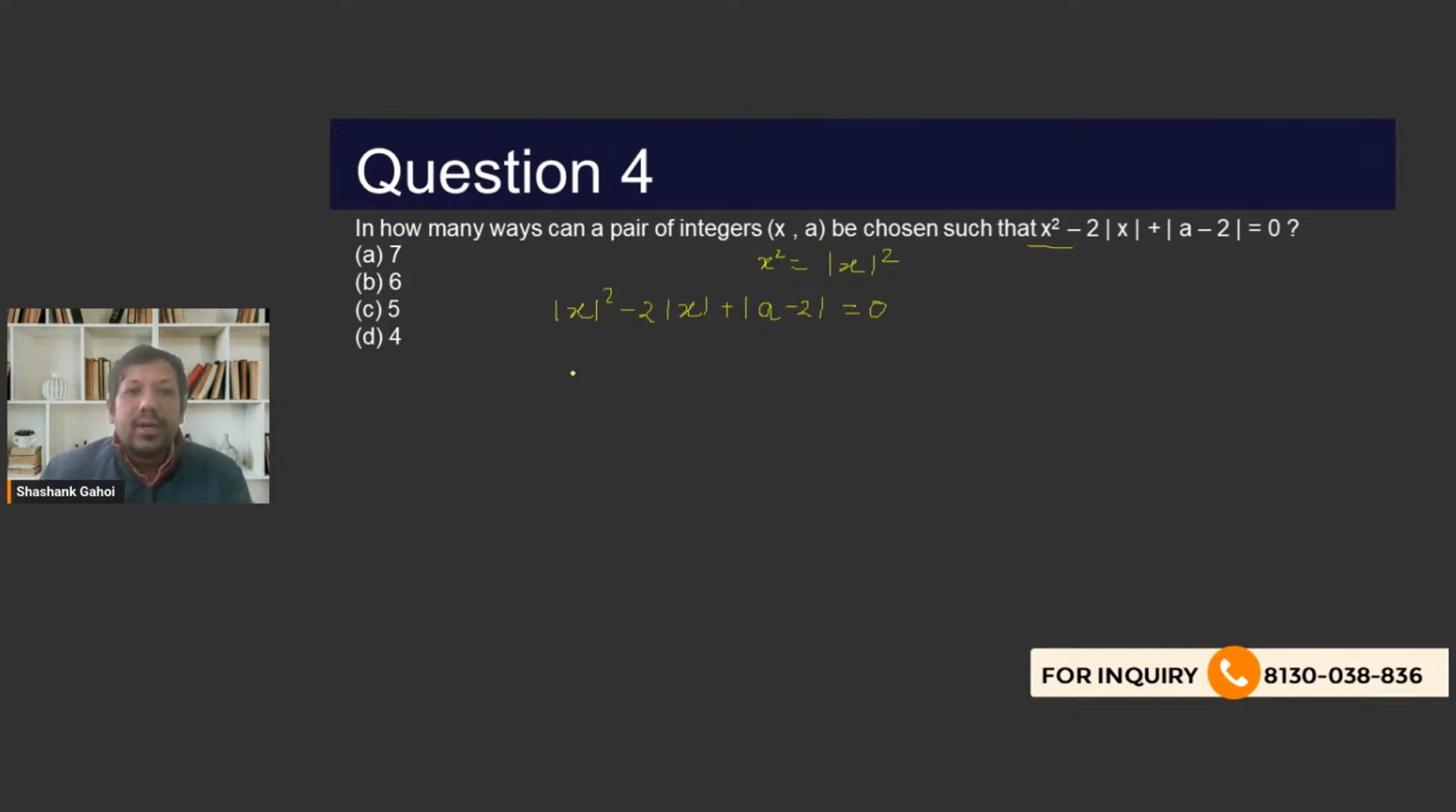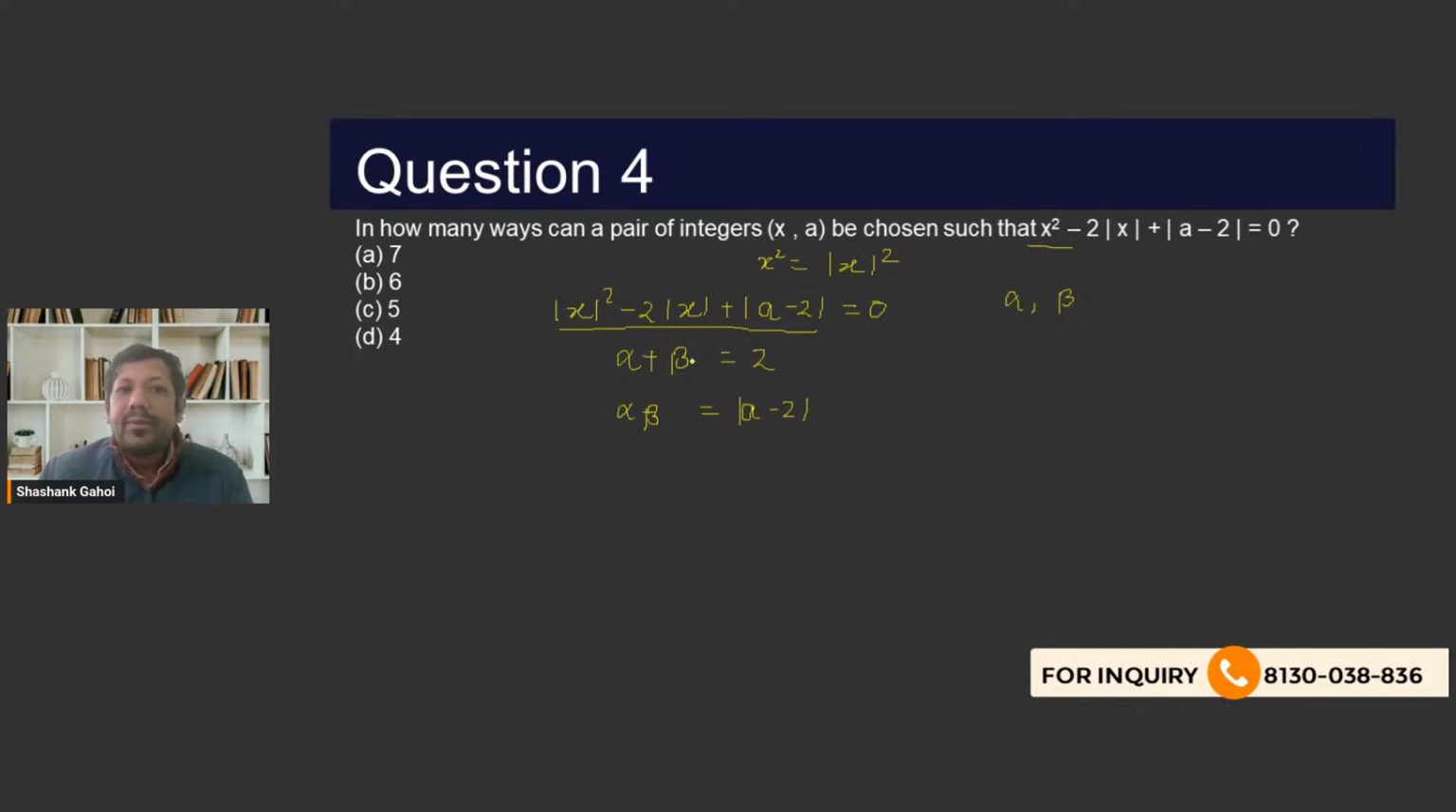Okay, so let's say this is a quadratic equation. What are the roots of this equation? Let's say the roots are alpha comma beta, right? And these are not the roots of x, these are the roots of mod x. Okay, so what is the sum of roots? That is going to be 2. What is the product of roots? That is alpha into beta, and that's going to be mod of a minus 2.